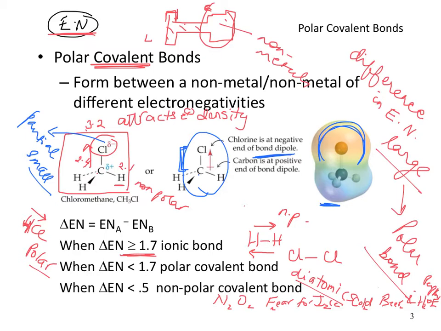If that number happens to be less than 1.7 and more than 0.5, so it goes up to 1.7, like a number like 1.4, 1.2, 0.8, all of those are polar covalent bonds. When it's less than 0.5, we just consider that non-polar.